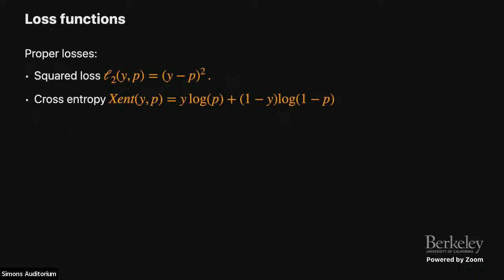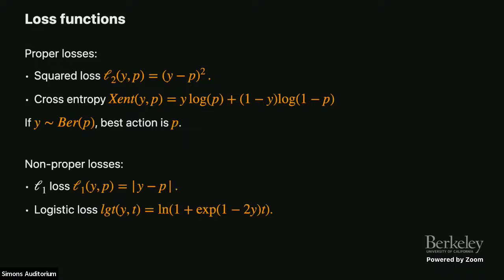Now, some common loss functions which we are all familiar with, let's classify them into two broad classes, proper and non-proper losses. Proper losses include things like squared loss and cross-entropy loss. The defining property of a proper loss is the following. If I know that y is going to be sampled from the Bernoulli distribution with parameter p, then in order to minimize my expected loss, my best strategy is to say p. So in that sense, it's proper or truthful.